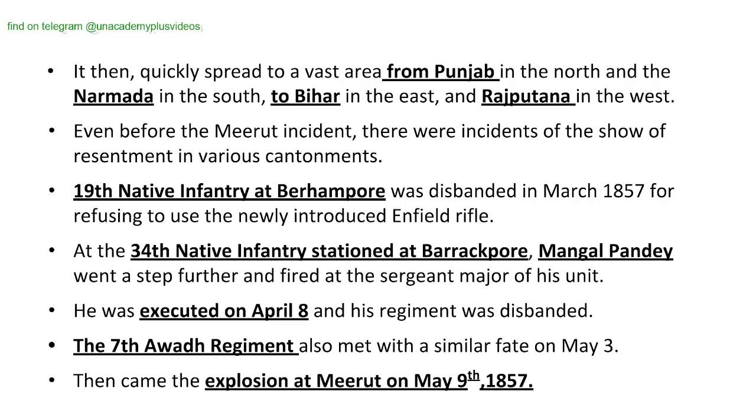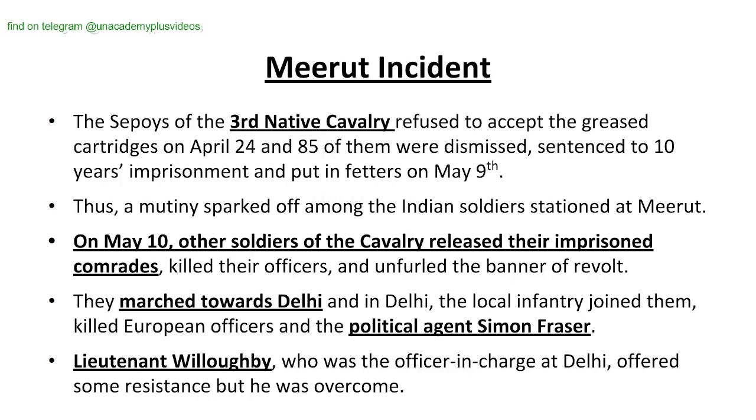Then came the explosion at Meerut on May 9, 1857. The sepoys of the 3rd Native Cavalry refused to accept the greased cartridges on April 24, and 85 of them were dismissed, sentenced to 10 years imprisonment and put in fetters on May 9th. Thus, a mutiny sparked off among the Indian soldiers stationed at Meerut. On May 10, other soldiers of the cavalry released their imprisoned comrades, killed their officers, and unfurled the banner of revolt.